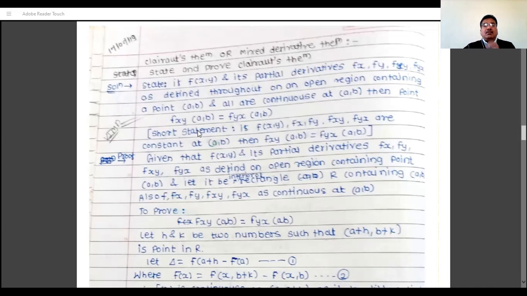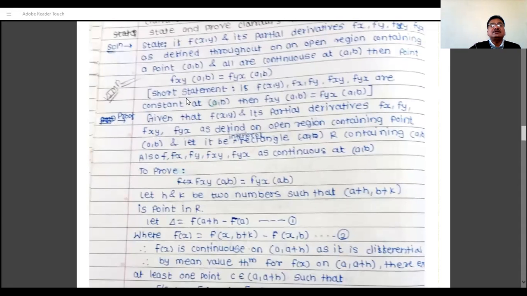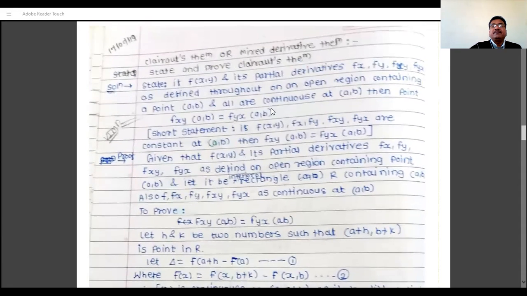Then fxy(a,b) is equal to fyx(a,b). So the short statement is: if fx, fy, fxy, and fyx are continuous, don't write constant, write continuous at (a,b), then fxy(a,b) is equal to fyx(a,b). This is the short meaning of the Clairaut theorem. That is, if the function and its partial derivatives fx, fy, fxy, fyx are continuous at (a,b), then fxy(a,b) and fyx(a,b) are equal.